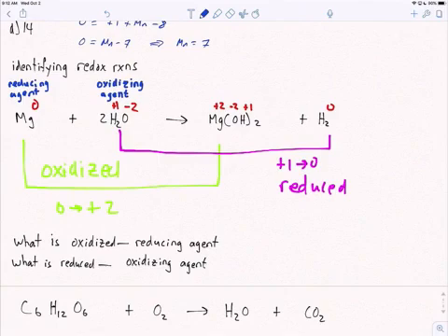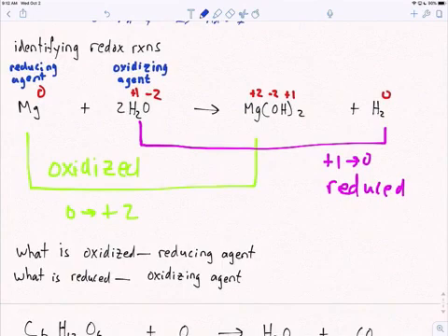So next thing is to talk about oxidizing agents and reducing agents. Students actually get confused about this sometimes. What's confusing about it is whatever is oxidized is the reducing agent, and whatever is reduced is the oxidizing agent. So I think about James Bond.